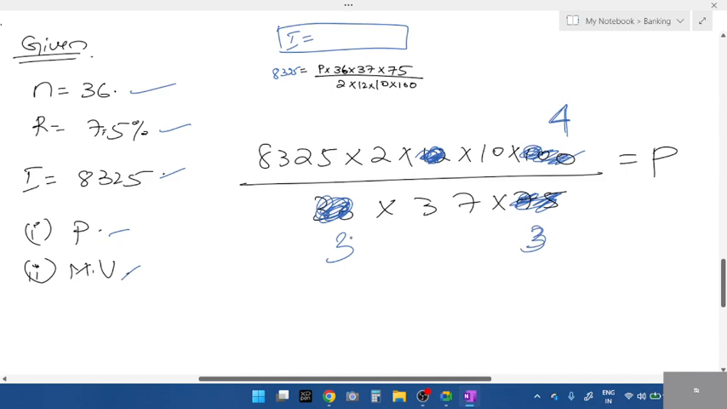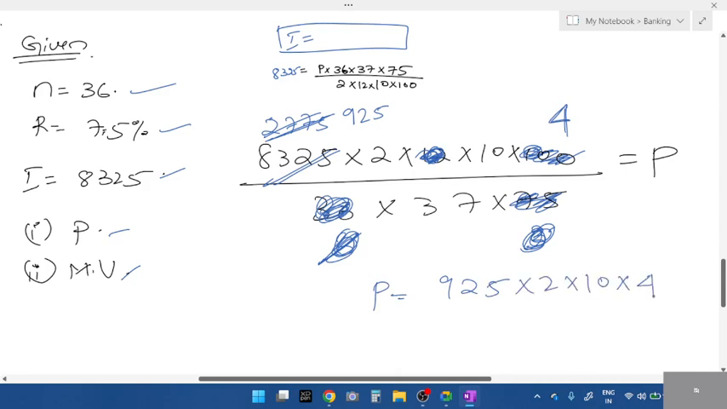3 times. Next, 3 ones are, how many times does 3 go in this? 2775. Is it 2775, students? Okay, next. One more 3. If 3 is gone, there is one more 3 in the denominator. I had missed out that. How many times does that 3 go? 3 nines are 27. 3 twos are 6. 925. So what are the numbers left? 925 into 2 into 10 into 4 divided by 37.